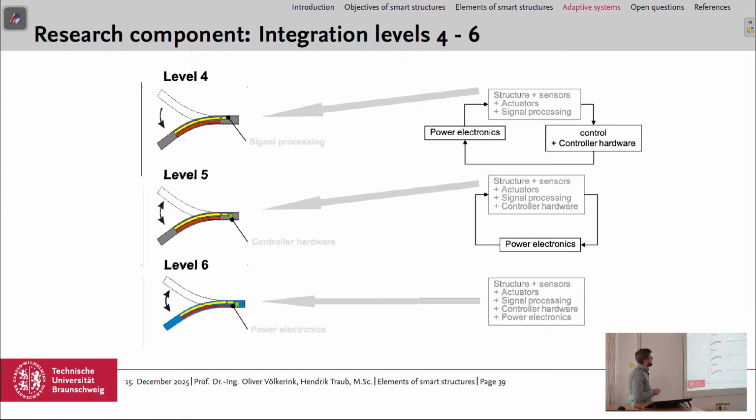Then we have levels 4 to 6, which are not part of this course, but for completion, we have level 4. Here also the signal processing is integrated in the load-bearing structure. So not only sensors and actuators, but also the signal processing. Then level 5, additionally, also the controller hardware is integrated. And then in level 6, also the power electronics is integrated. So in level 6, really every part of the smart structural system is integrated into the structure.